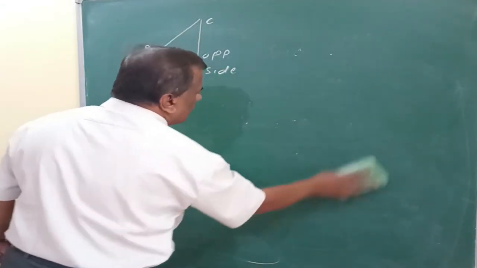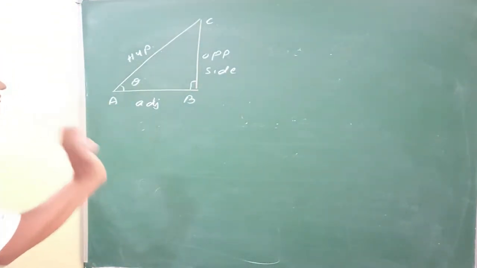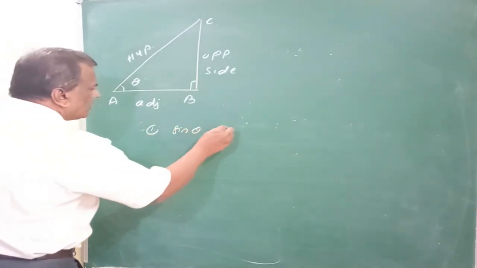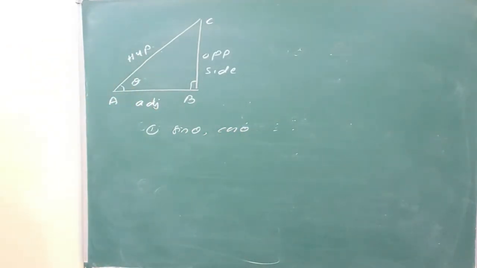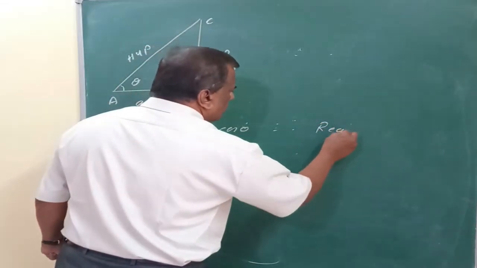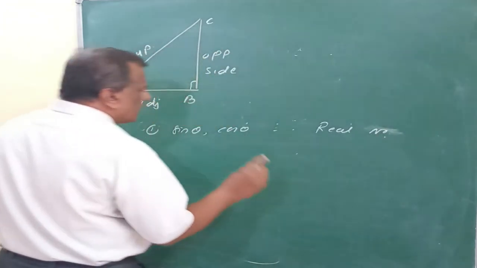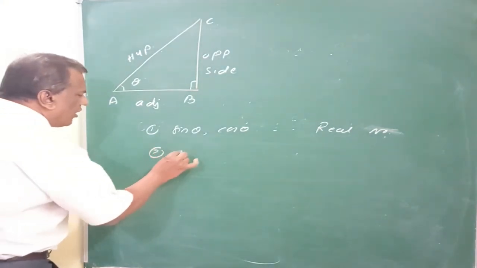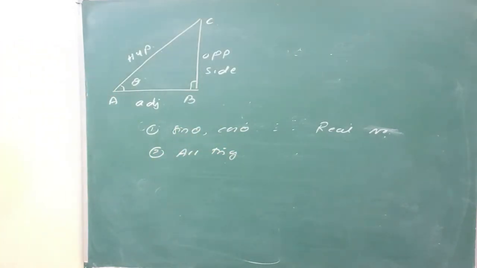Six definitions I have given of trigonometric ratios, then the relation between them. Then one or two more things you remember. First thing, sine theta, cos theta and all these ratios are real numbers. They are real numbers, not complex numbers. And they don't have any unit. Centimeter, meter, no such unit. They have no unit. Second thing, all the trigonometric ratios don't depend on any particular triangle.